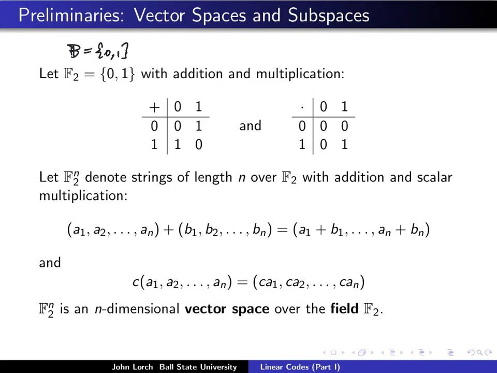So instead of calling this B, we're now going to call it F sub 2, and it's going to consist of the symbols 0 and 1, just as before, but now we have an addition and multiplication that we'll define on this set. So for instance, 0 plus 0 is 0, 0 plus 1 is 1, 1 plus 0 is 1, and 1 plus 1 is 0. So that's indicated by this operation table.